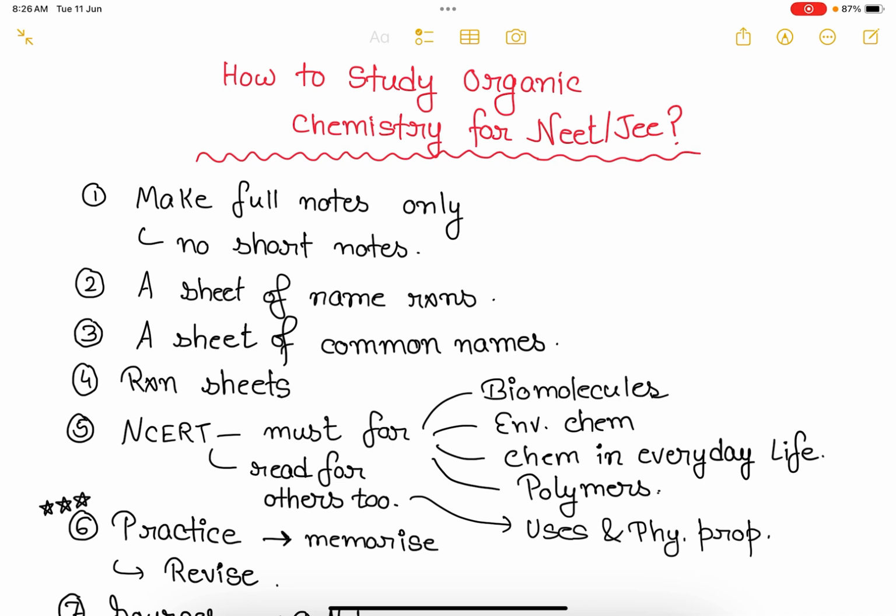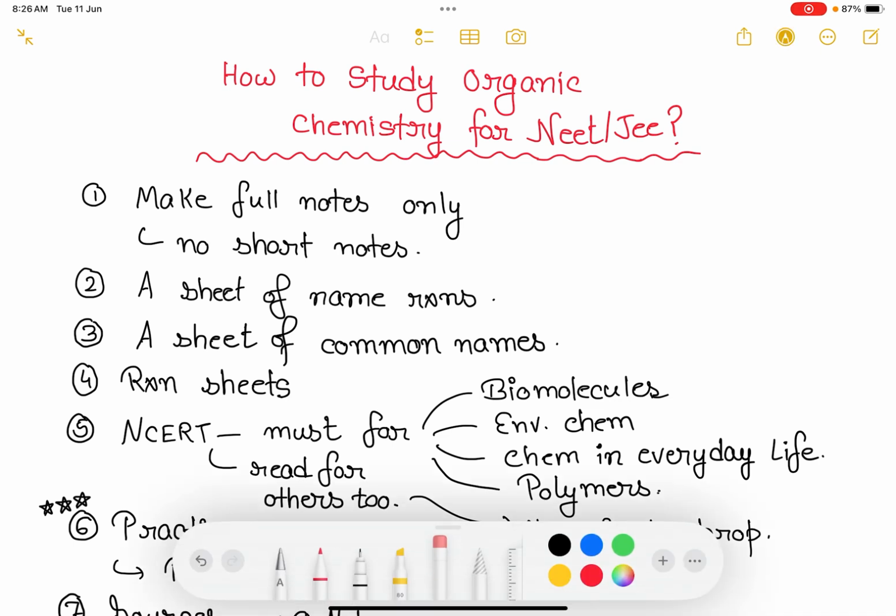So in every lecture, whatever common names you get, make a separate copy, or you can simply write them at the back of the main copy of your notes. Take the back of the copy and write the compound and the common name over there. I hope that will be a very useful tool for you. I did the same thing at the back of my main notes copy. So that is a sheet of common names.